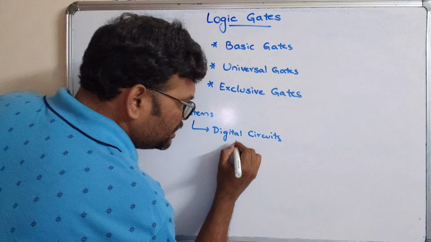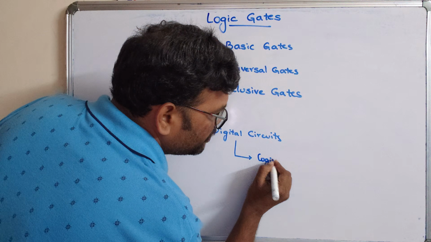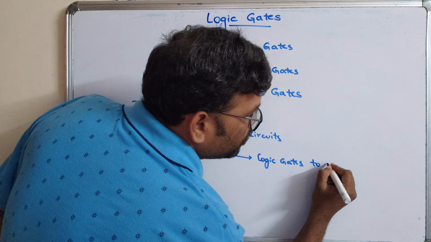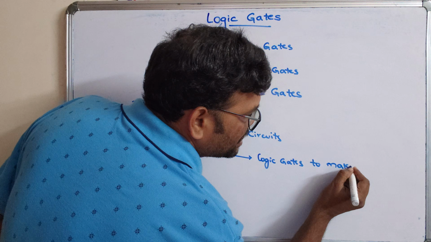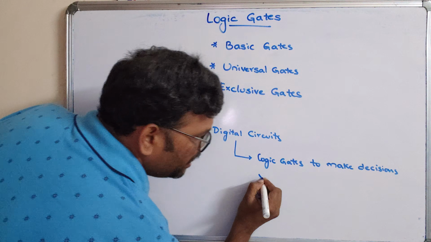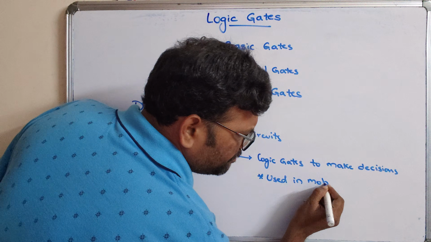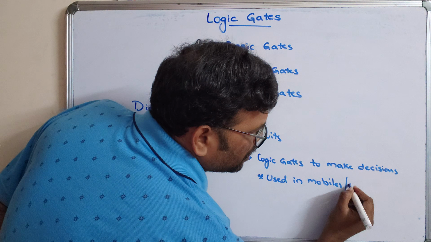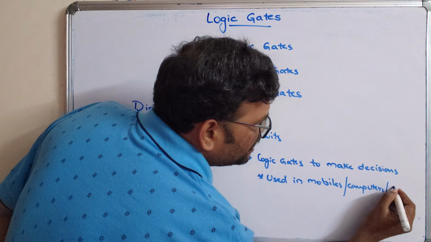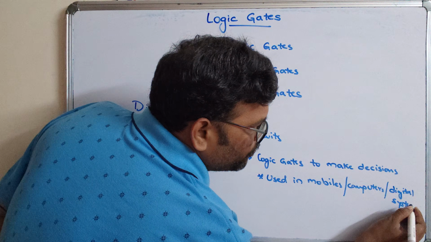And these digital circuits will be using these logic gates to make decisions, mainly used in mobiles, computers, or any digital systems. In all digital systems, these gates will be used.